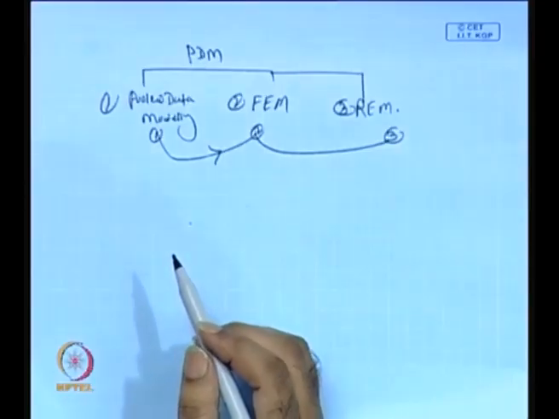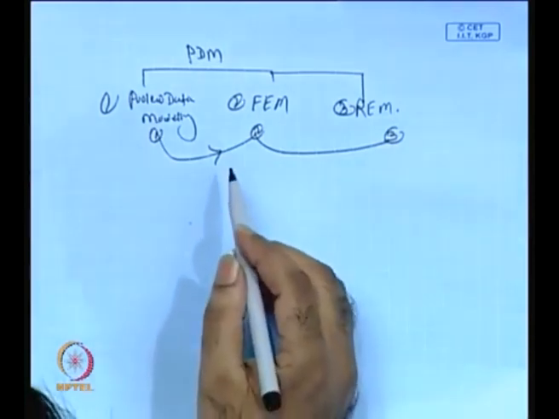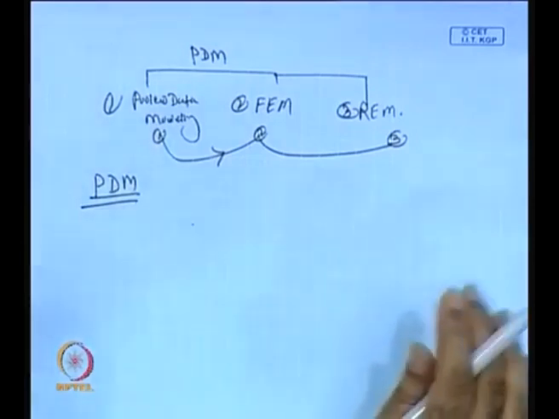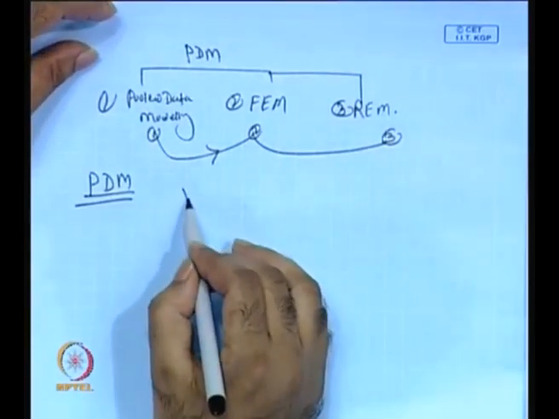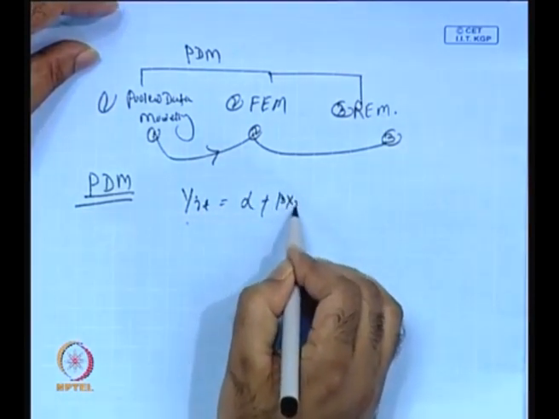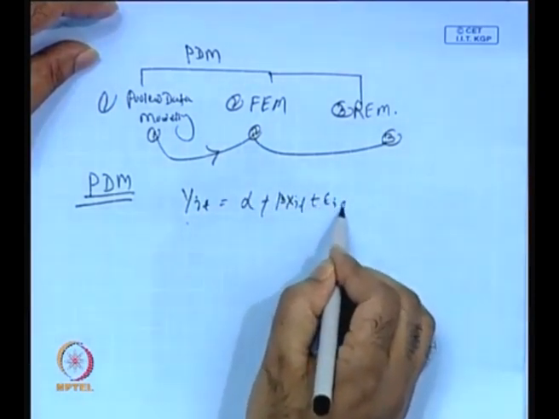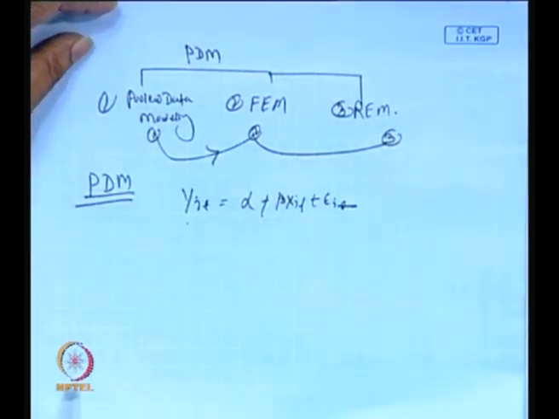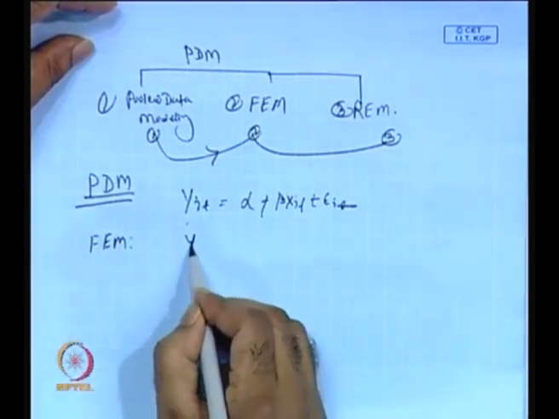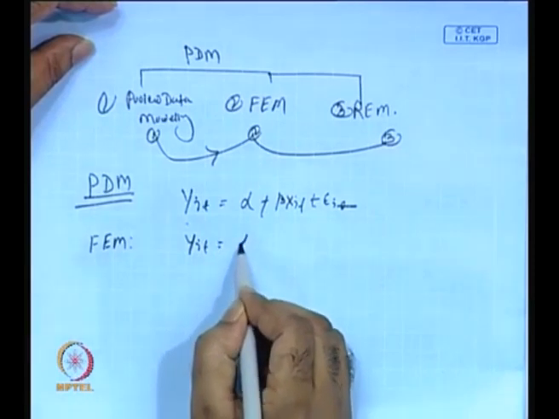Now what is all about this pool data setting? Let's start with pool data modeling. Pool data modeling is like this: Y_it equals alpha plus beta X_it plus epsilon_it. This is the general format of pool data modeling. Similarly, in fixed effect modeling, we have Y_it equal to alpha.